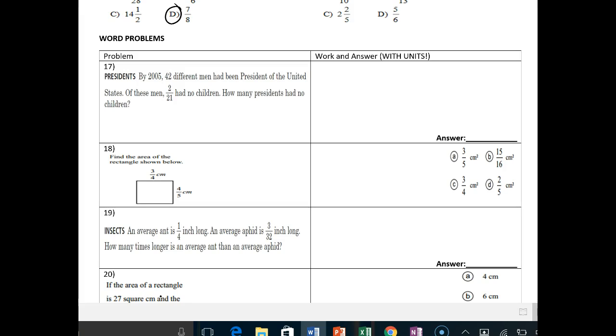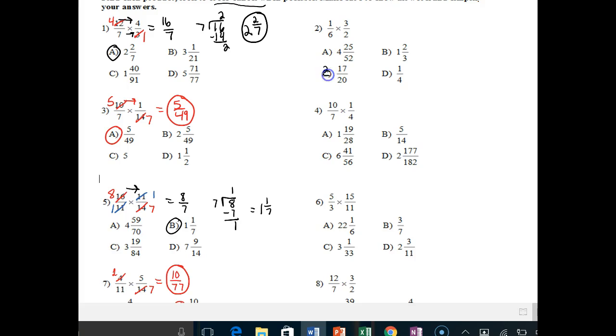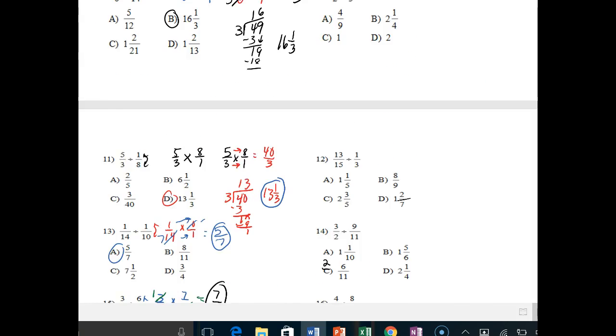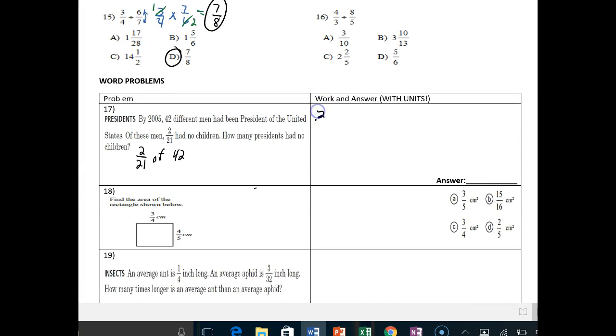So number 17, by 2005, 42 different men had been presidents of the United States. Of these men, 2 out of 21 had no children. How many presidents had no children? So 2 out of 21 of 42, basically is what you're doing. So 2 over 21, sorry about that. 2 over 21 times 42.